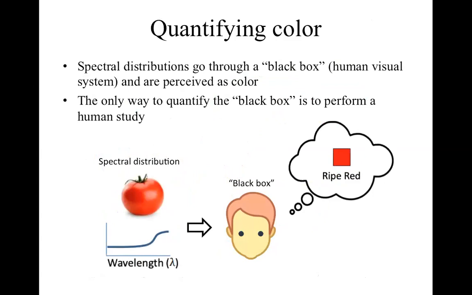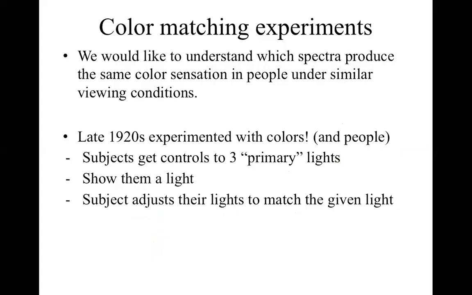Now, in order to quantify color, what we usually have to do is conduct a human study. The spectral distributions are interpreted by the human visual system, and a human can say that they perceive some color. But in order to make a standard, there were some experiments conducted in the 1920s. The experiment consisted of the following setup.